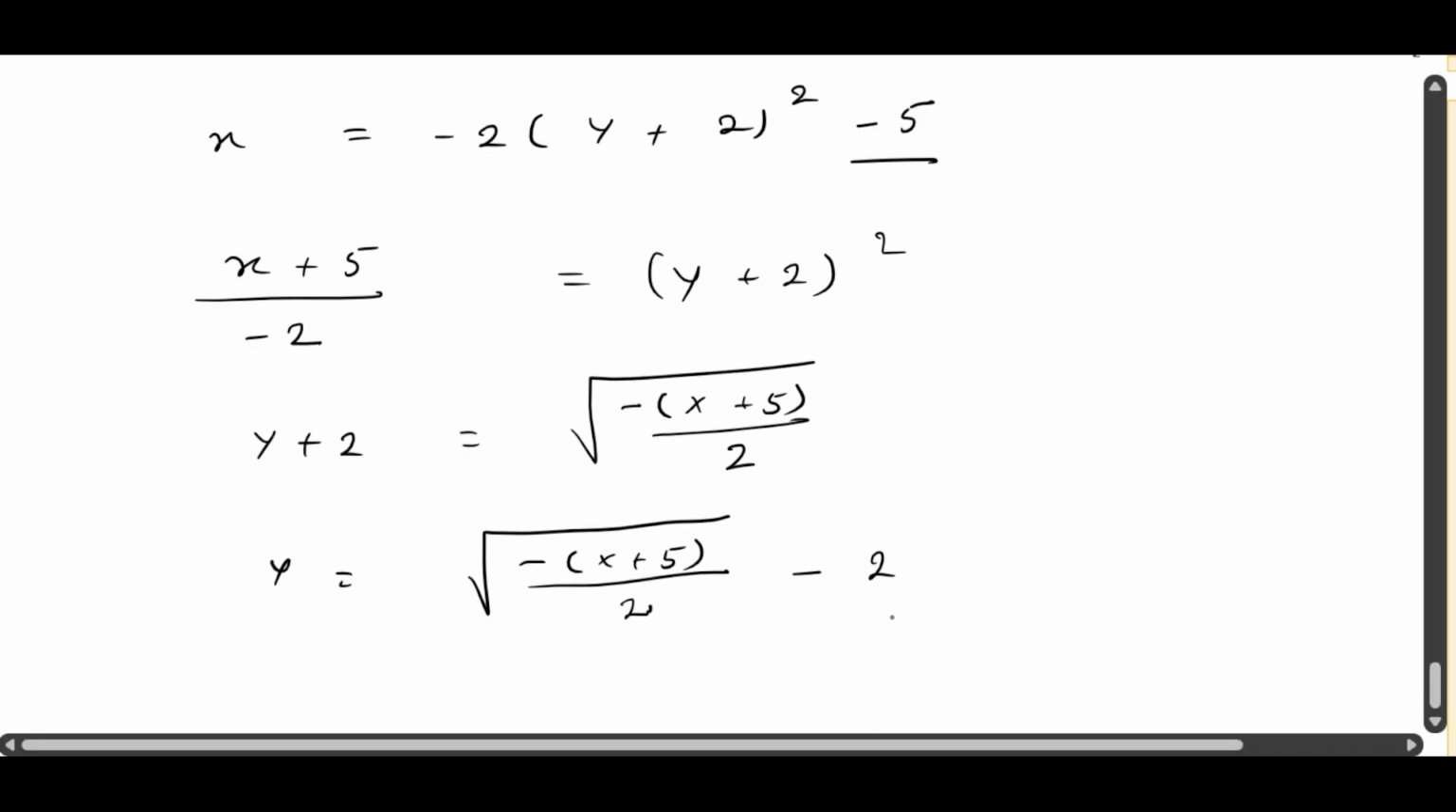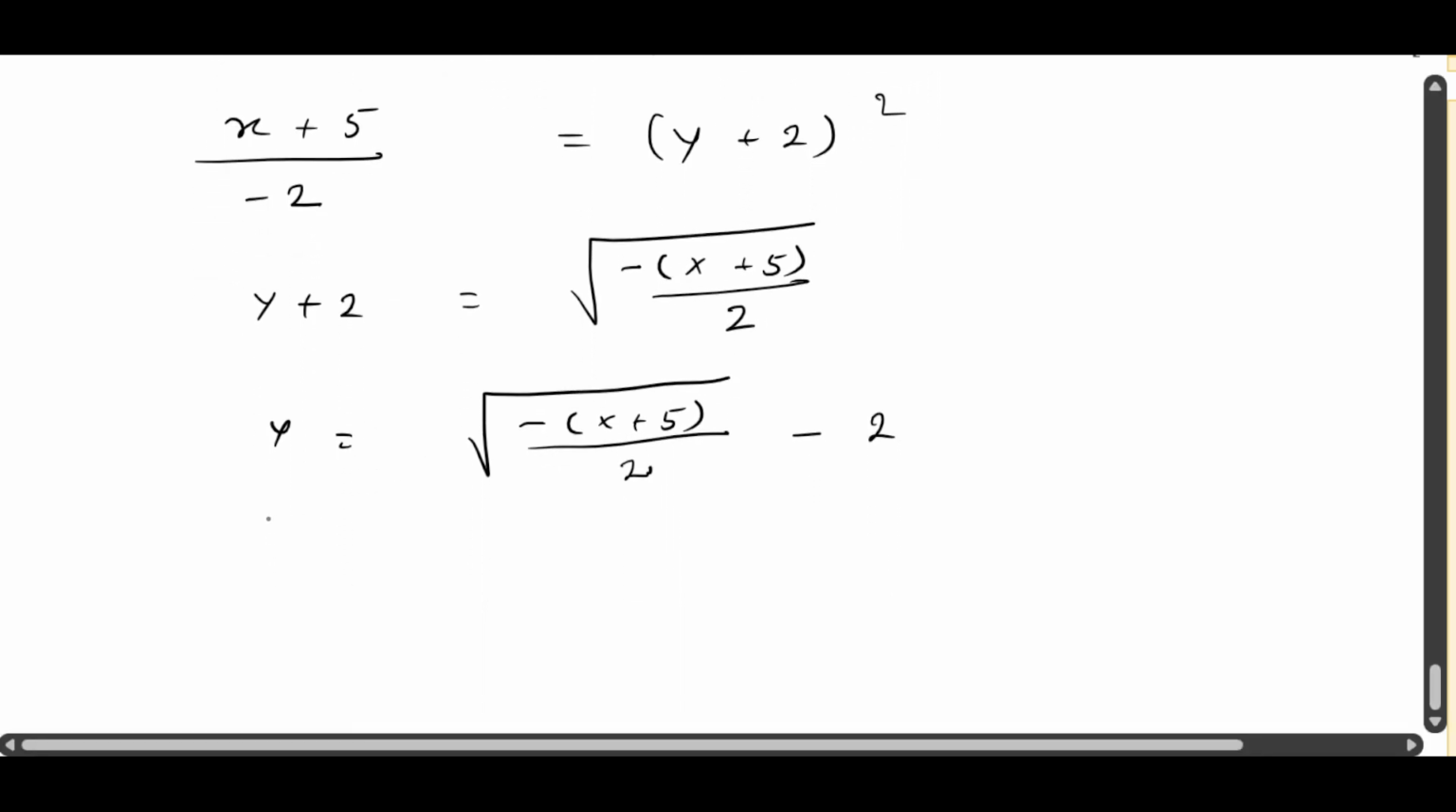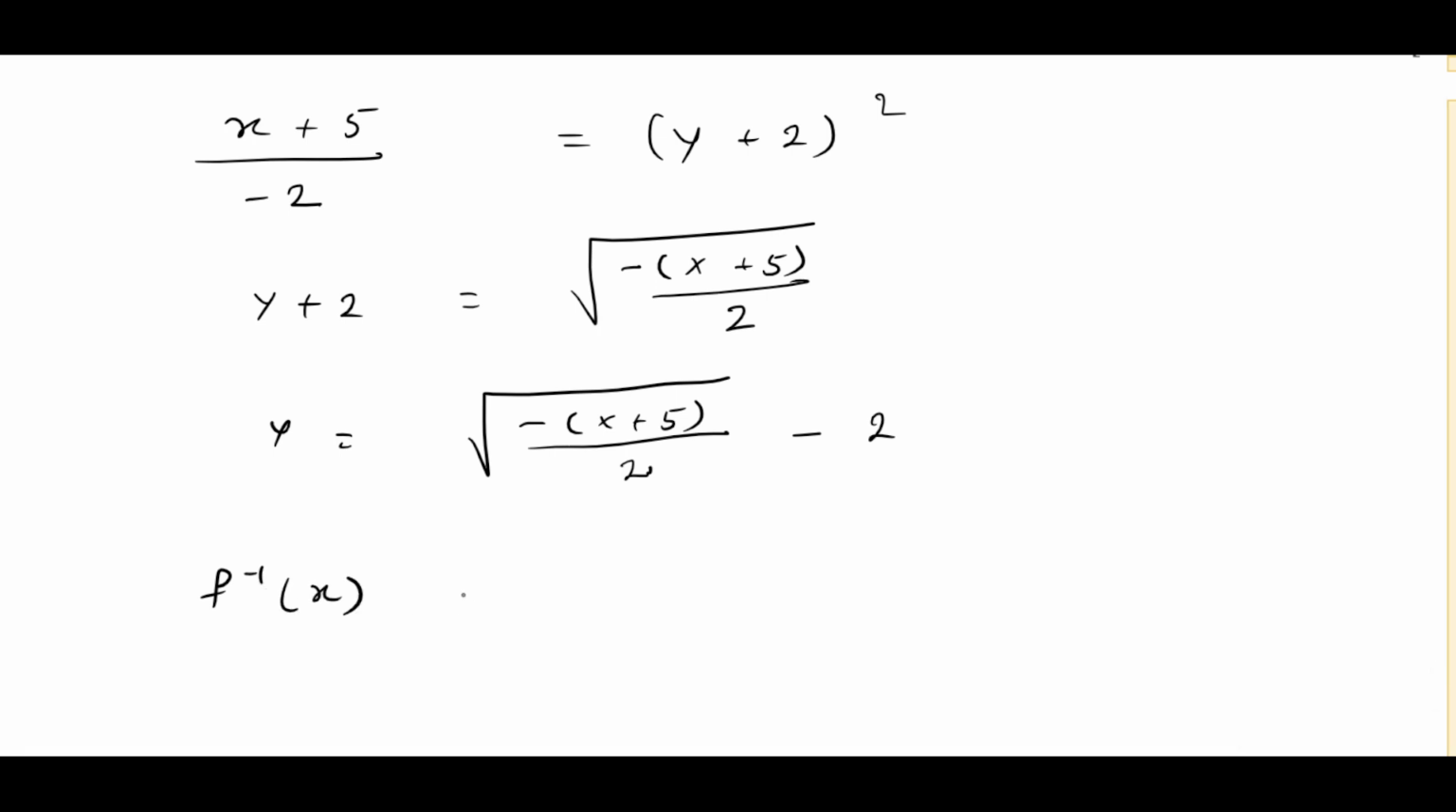So this y value is nothing but f inverse of x, which is square root of (x plus 5) divided by 2, and minus 2. Now, they mentioned in the problem that x is less than minus 3.